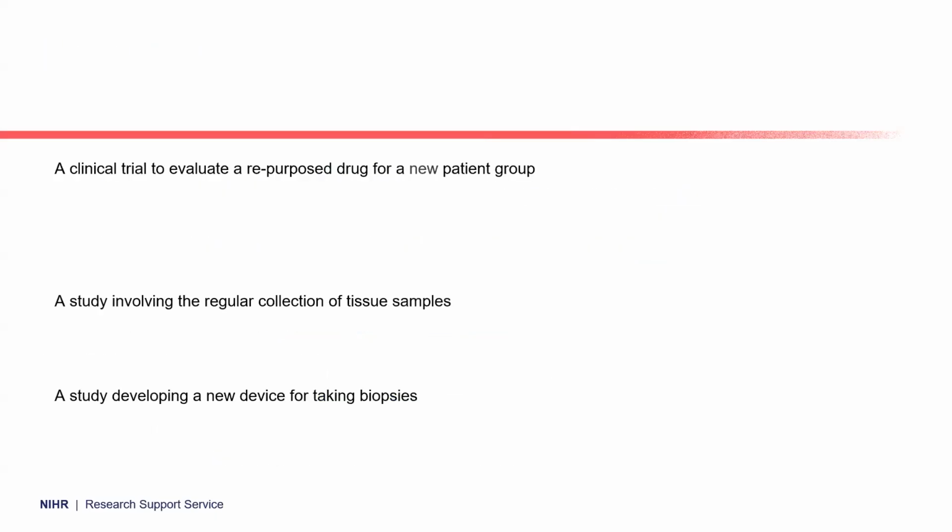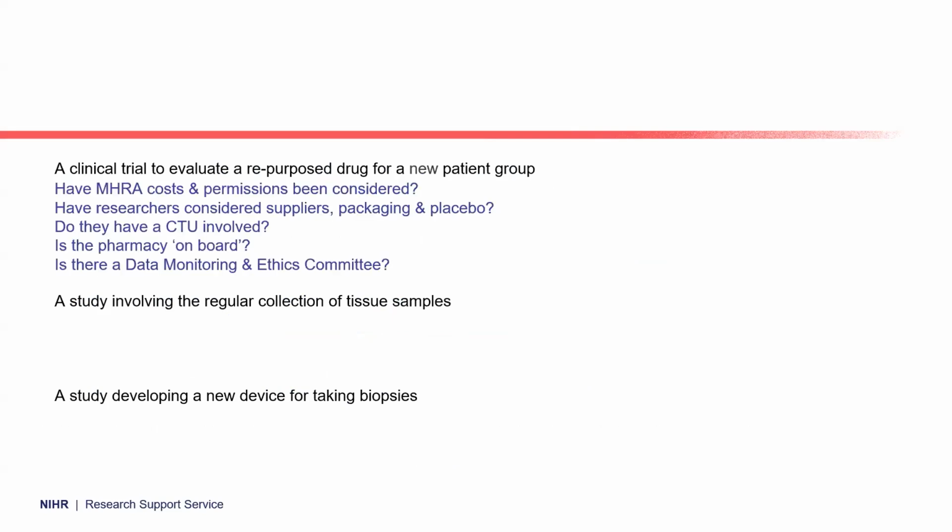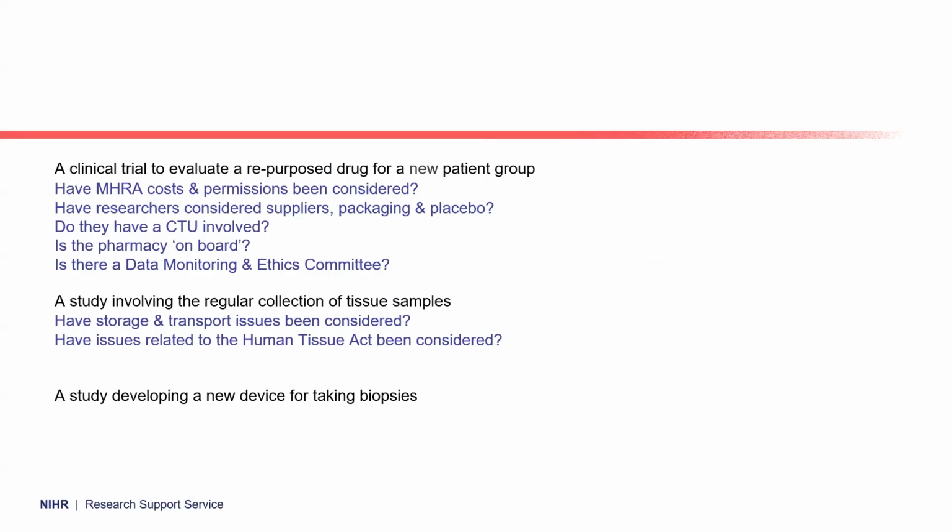Actually, there is more. A clinical trial to evaluate a repurposed drug for a new patient group. So have NIHR costs and permissions been considered? Have researchers considered suppliers, packaging and placebo? Do they have CTU involvement? Is the pharmacy on board? Is there a data monitoring and ethics committee? A study involving the regular collection of tissue samples. Have storage and transport issues been considered? Have issues related to the Human Tissue Act been considered?